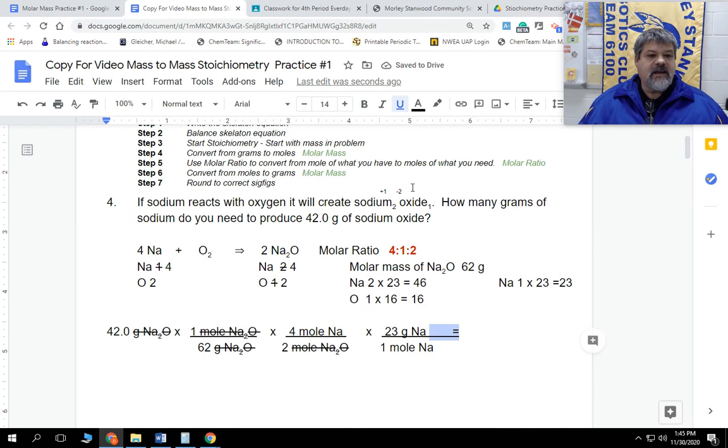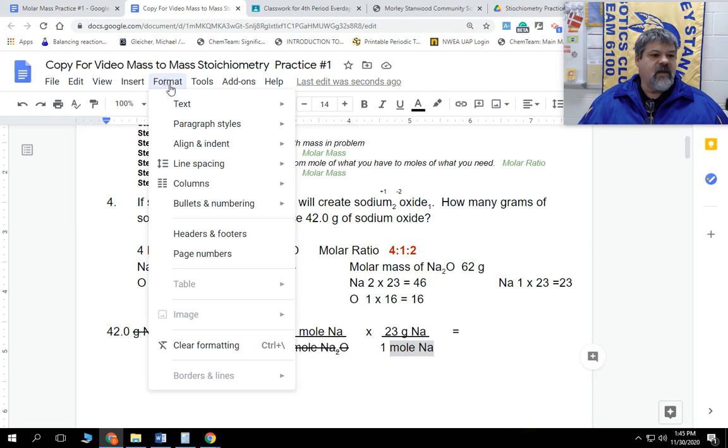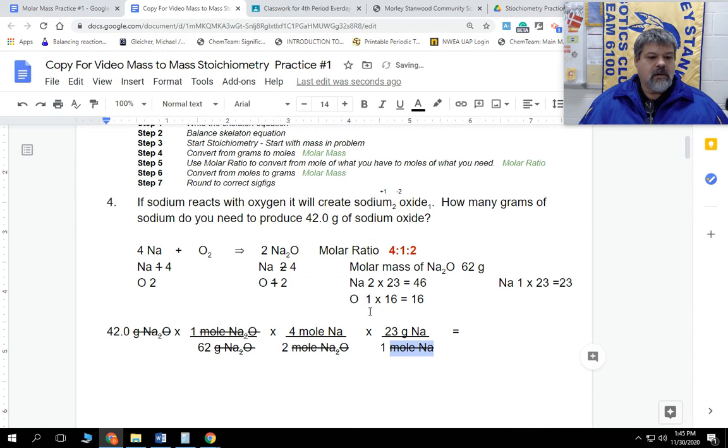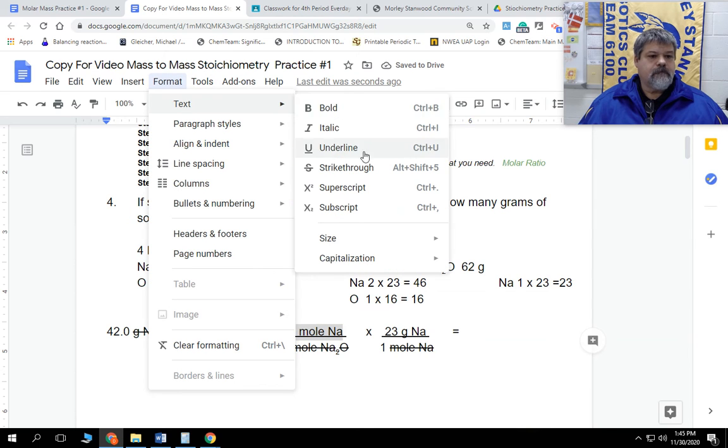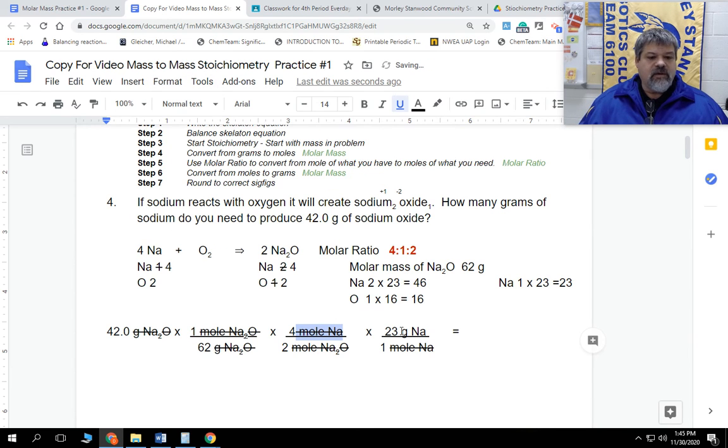Now, one thing that we need to do also is cancel out that last little bit, because I have moles of sodium here, moles of sodium there. So we're just going to go ahead and get rid of that, strike through it on top and bottom. And now I only have one unit left, and that unit is going to be grams of sodium. So now what I have to do is convert from grams of sodium oxide to grams of sodium. I do it with my stoichiometry.